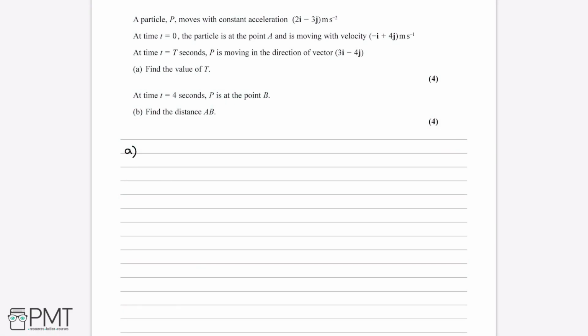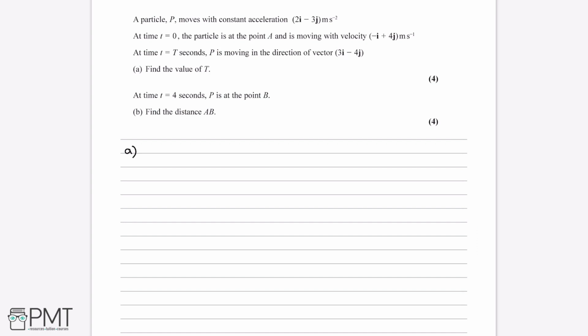Particle P moves with constant acceleration 2i minus 3j meters per second squared. At time t equals 0, the particle is at the point A and is moving with velocity minus i plus 4j meters per second. At time t equals capital T seconds, P is moving in the direction of vector 3i minus 4j. Part A wants us to find the value of T.